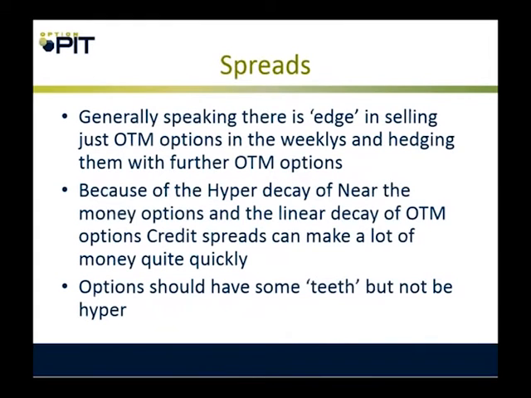Right. Generally speaking, there is edge in selling just out of the money options in the weeklies and hedging them with further out of the money options. All right, because of the hyper decay of near the money options and the linear decay of out of the money options, credit spreads can make a lot of money quickly. All right, options should have some teeth, but not be hyper. All right, what do I mean by that?